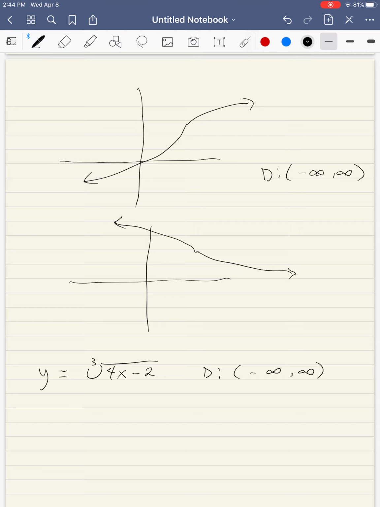In our next video, we're going to look at solving equations with roots in them.